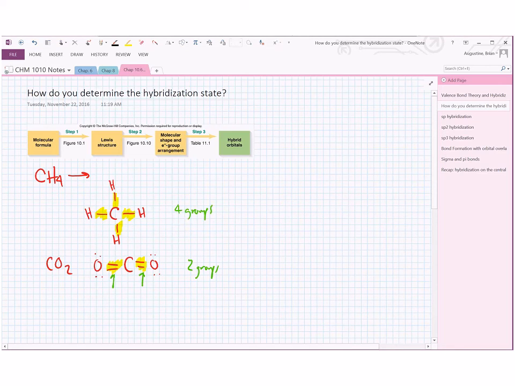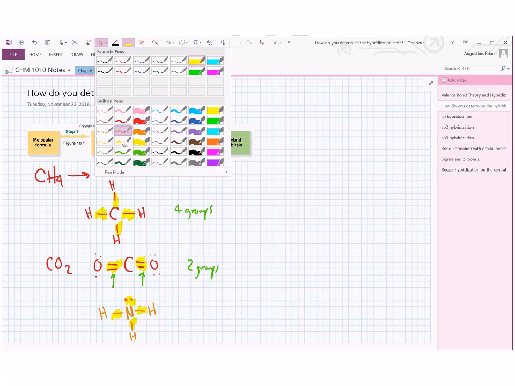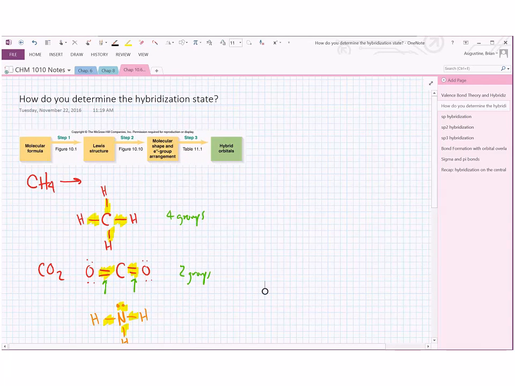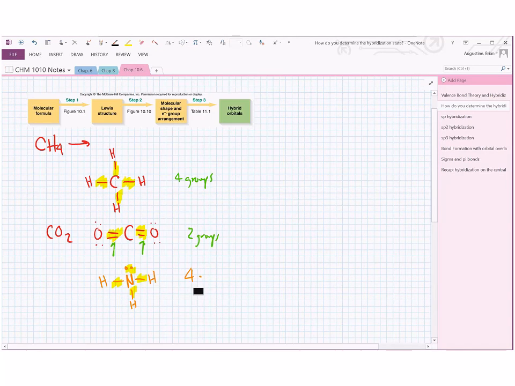And from the number of electron groups, maybe I'll give you one more example to show you another situation. Let's take NH3 as an example. The reason why I picked this is this one has a lone pair around the central atom. So that one has 1, 2, 3, 4 groups again. So remember, we count the lone pairs. All right, so this one has 4 groups also.